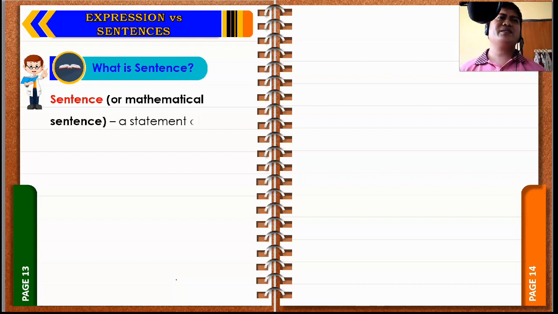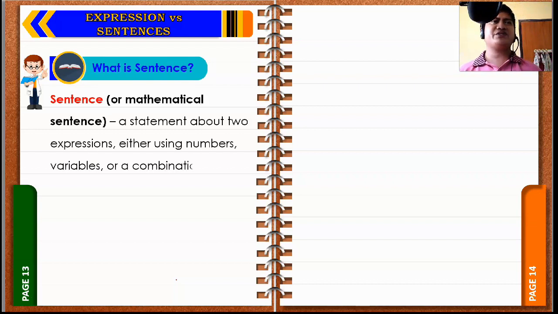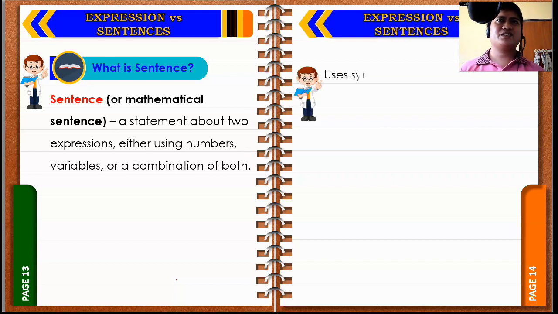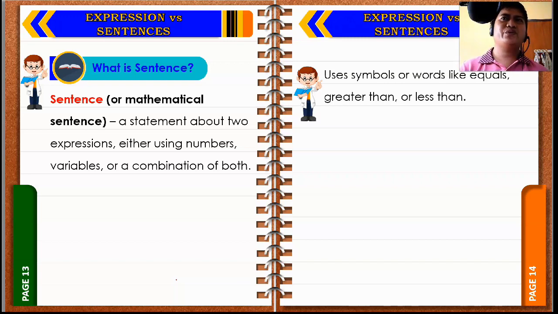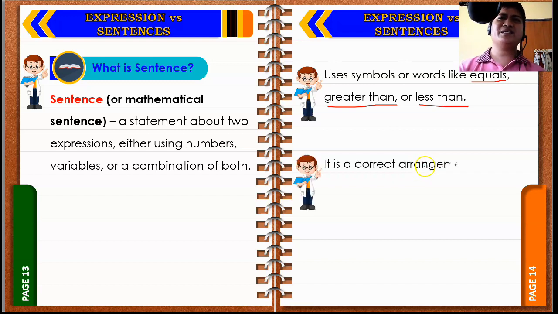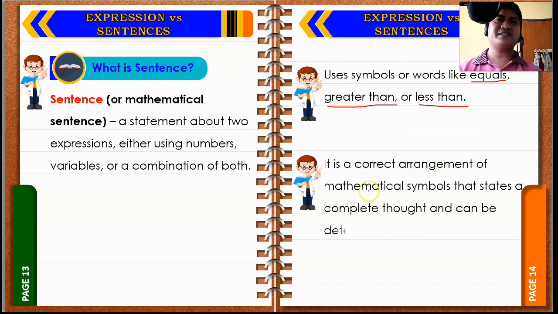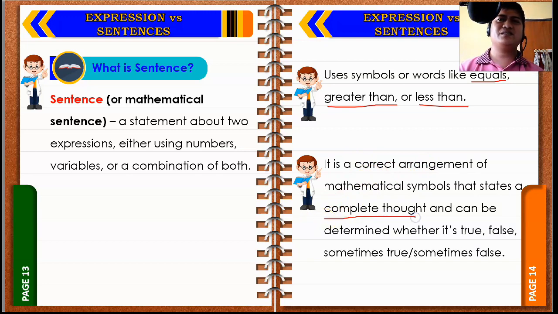When we say sentence or mathematical sentence, it is a statement about two expressions, either using numbers, variables, or a combination of both. So this time, we are using symbols or words like equals, greater than, or less than. So this time, we're now comparing the two expressions. So in other words, it is a correct arrangement of mathematical symbols that states a complete thought. So since it states a complete thought, then it can be determined whether it is true, it is false, sometimes true, or sometimes false.